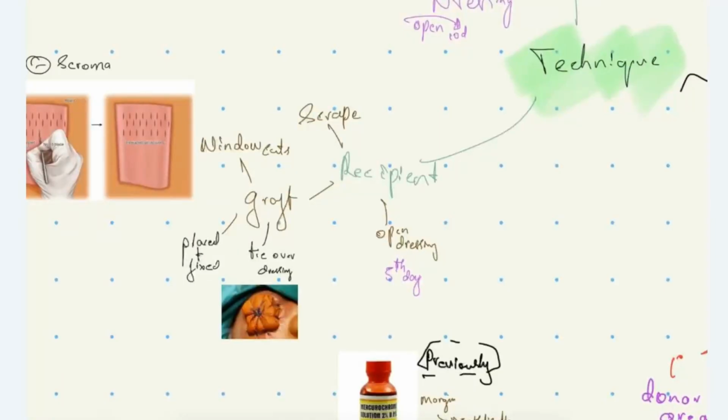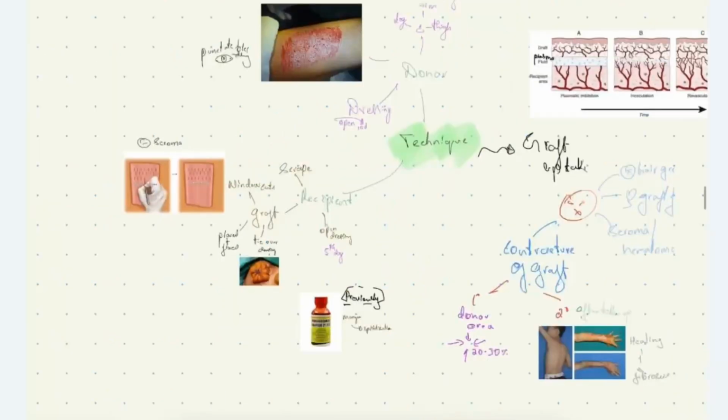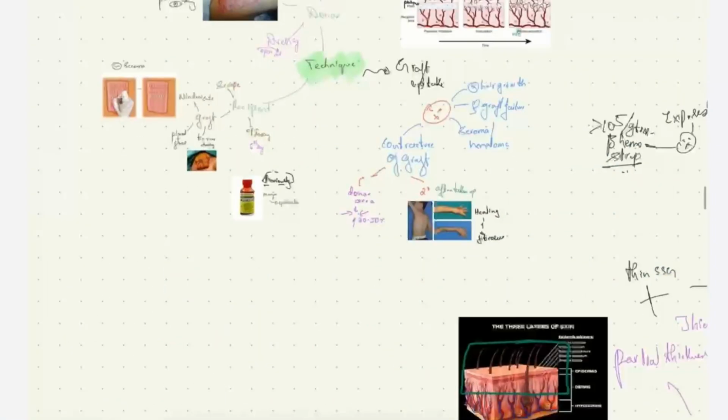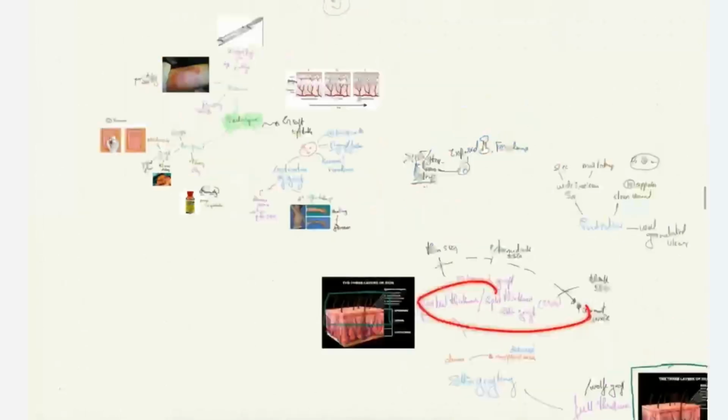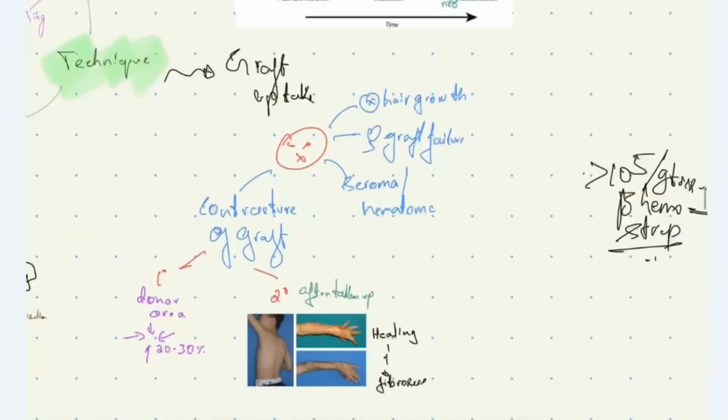In the recipient, we have transferred the skin graft. After 5 days following surgery, we can open the dressing and look for whether there are any complications or infections, and we can treat adequately. This is all about the technique of performing split skin grafting, partial thickness skin grafting. What happens after that? What are the complications associated with split skin grafting?